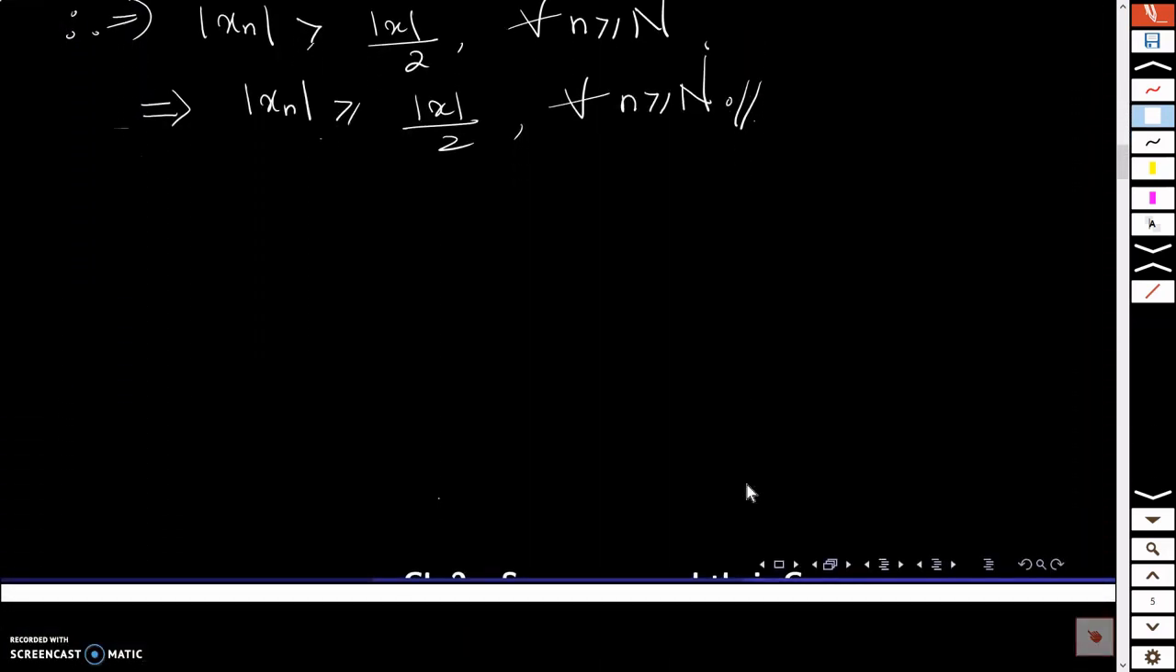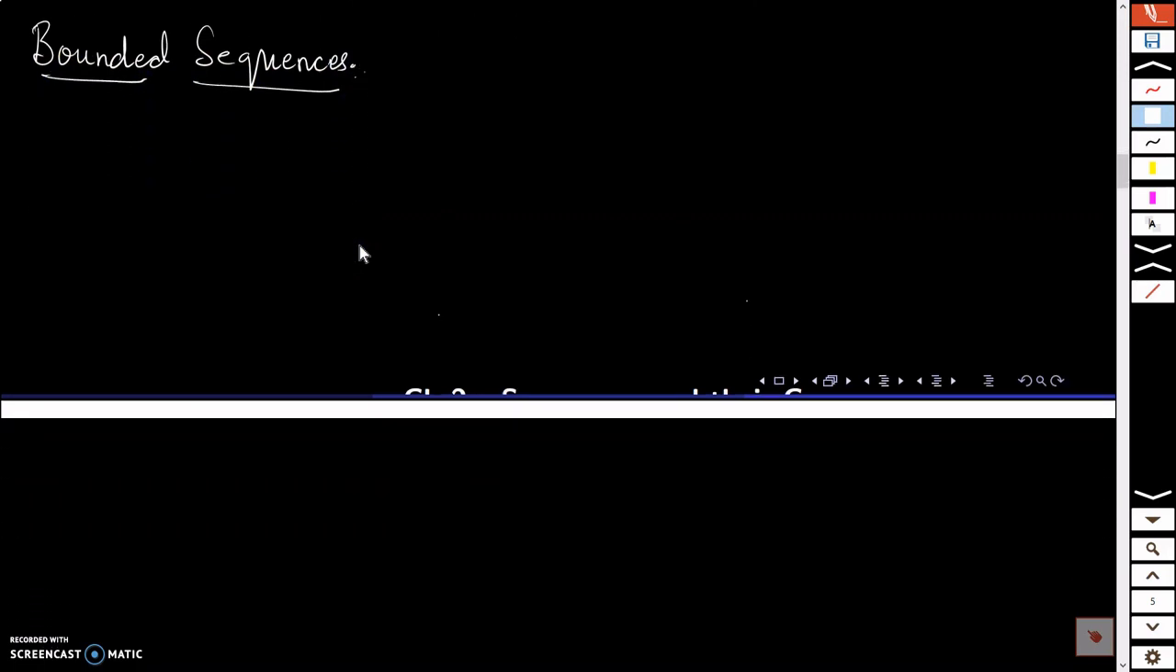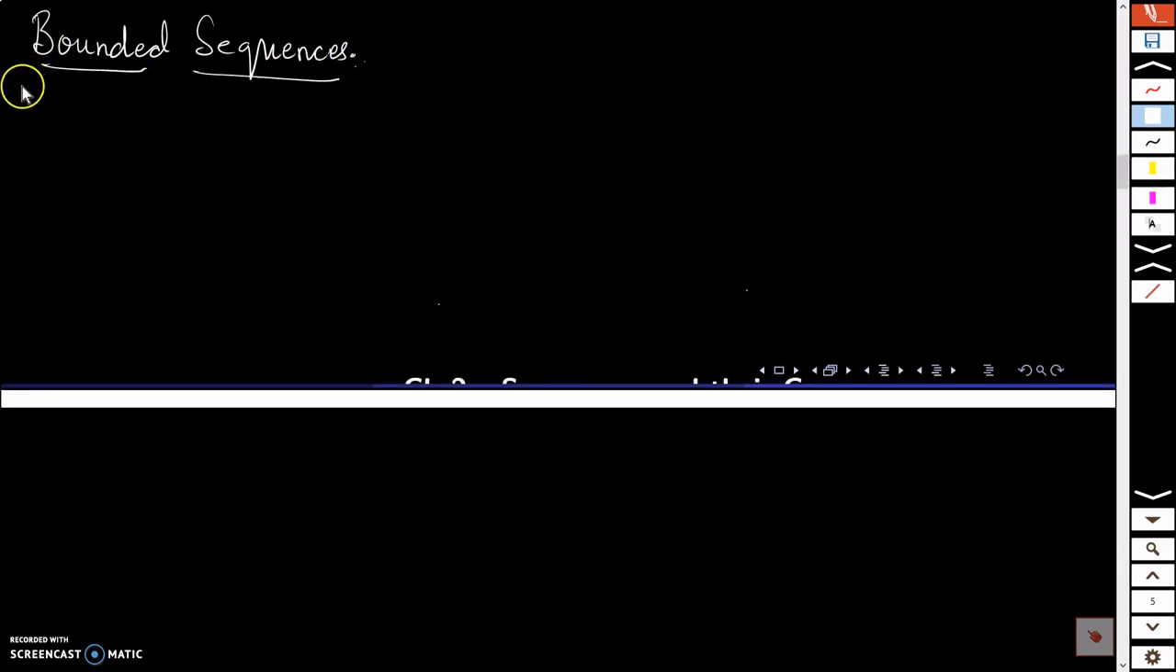Let's move on to the next one. Next is bounded sequences. When do we say that a sequence is bounded? So let's see bounded sequences and a few examples of bounded sequences. Supposing I have a sequence of real numbers, let xn be a sequence of real numbers.